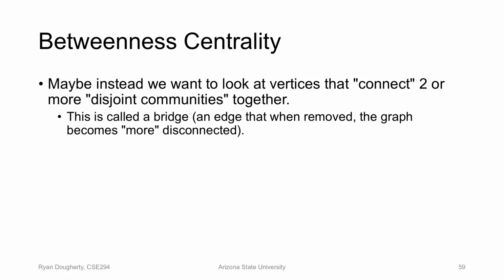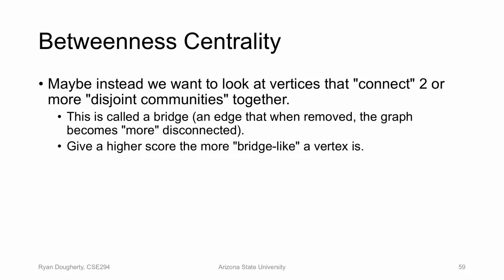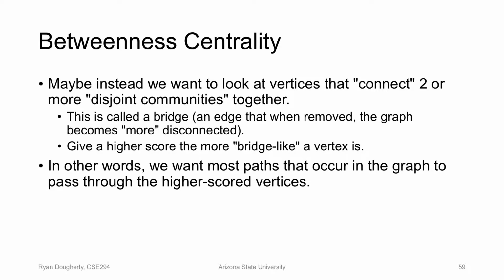So if a vertex is a bridge, then it should have a really high betweenness value. But if it's kind of bridge-like, but almost not really, then it should also have a high value, but maybe not as high. Okay? So we give a higher score, a betweenness score, for how bridge-like a vertex is. So I'm going to go over what bridge-like means.